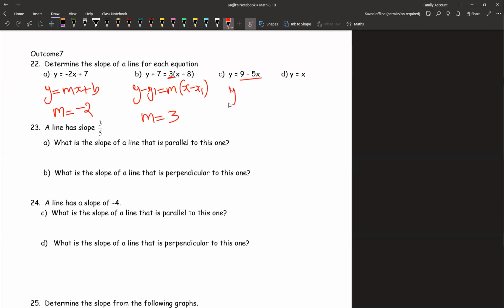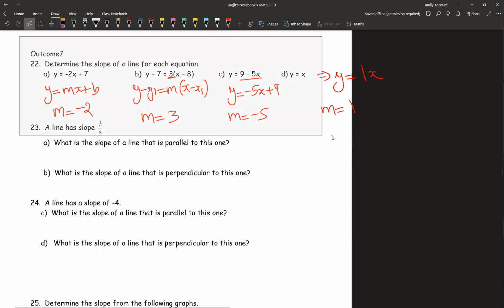Over here, you should first rewrite it by bringing x in front. And it's in the form of mx plus b, where your slope is -5. Y equals x means you can rewrite it as y equals 1x. So the number in front of x is 1. So slope is 1. Okay?